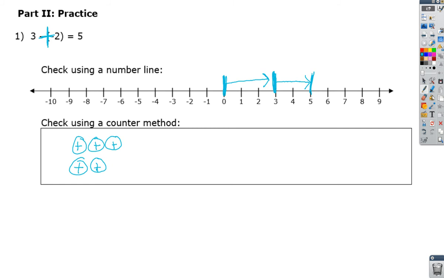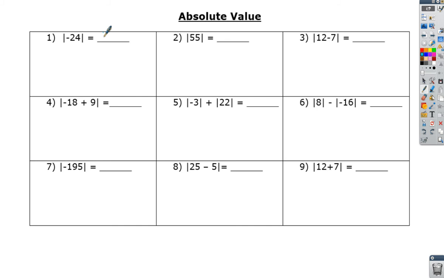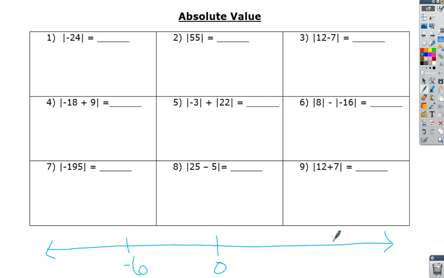Okay, now we're going to talk about absolute value. So remember, the absolute value is the distance a number is from 0 on a number line, or the number of hops or units. So if we have 0, we have negative 6, and we have positive 6. The distance negative 6 is from 0 is the same as the distance positive 6 is from 0. They're both 6 units, or 6 hops away. That's with any number. Your answer for absolute value will always be positive.